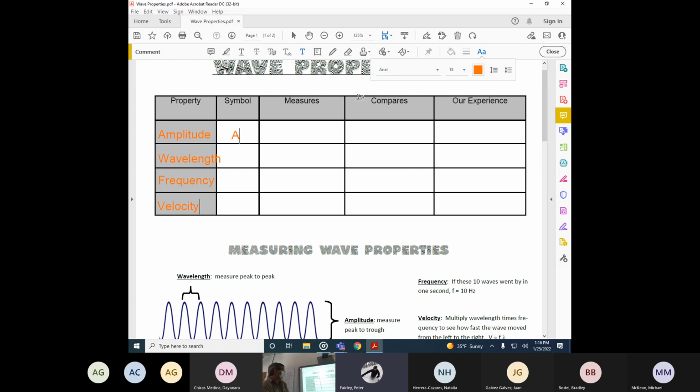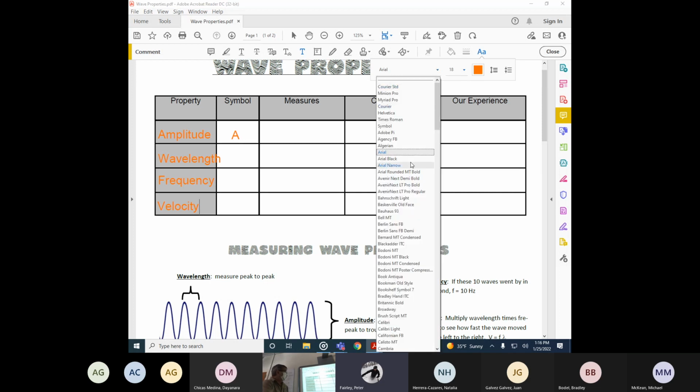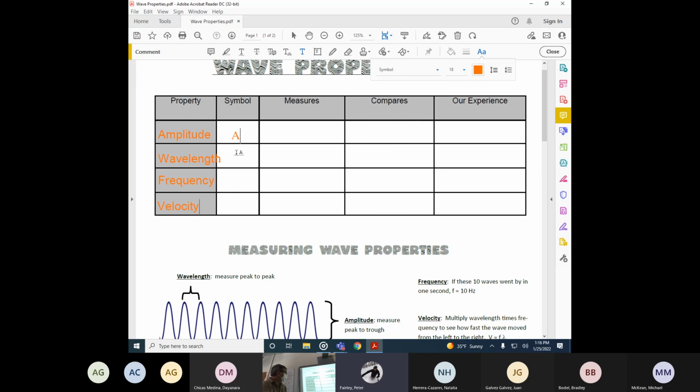There are two things you can do. Ideally, you go to your font and you change your font to symbol. It's in alphabetical order. Scroll way down there, find symbol. This will give you all the Greek letters in symbol, and you want to just hit the letter L for lambda.